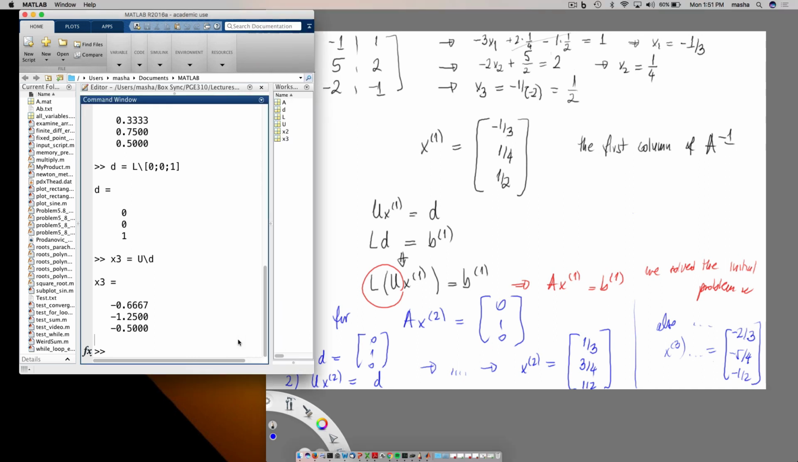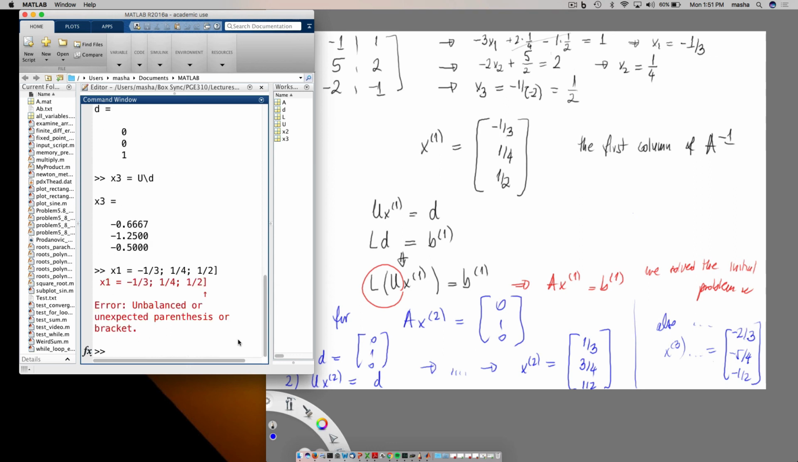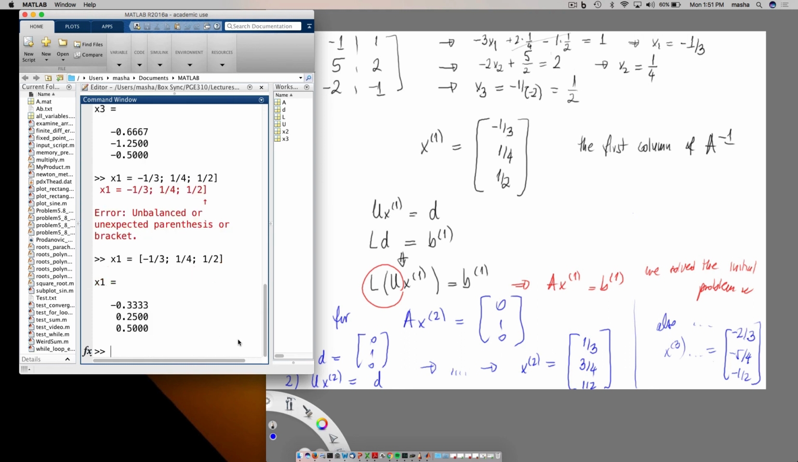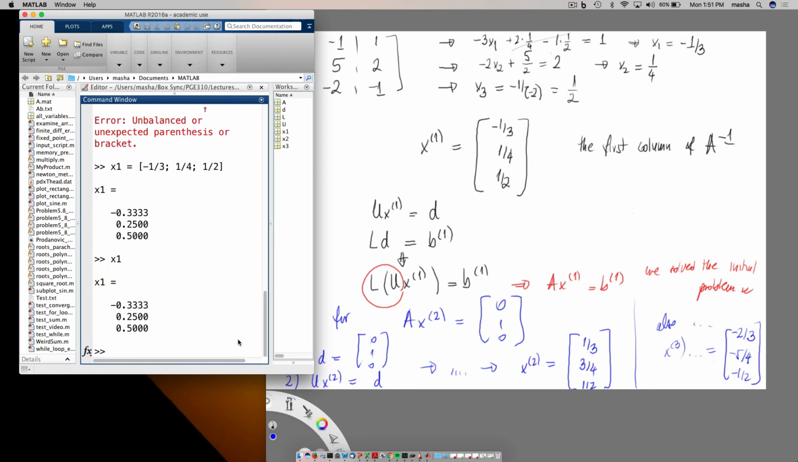So one last check. If I actually have a matrix that has, so my X1 was what? Minus 1/3, 1 over 4, and 1 over 2. Oops. What did I do wrong? Ah, one bracket missing. Okay, so I have my x1, x2, x3.